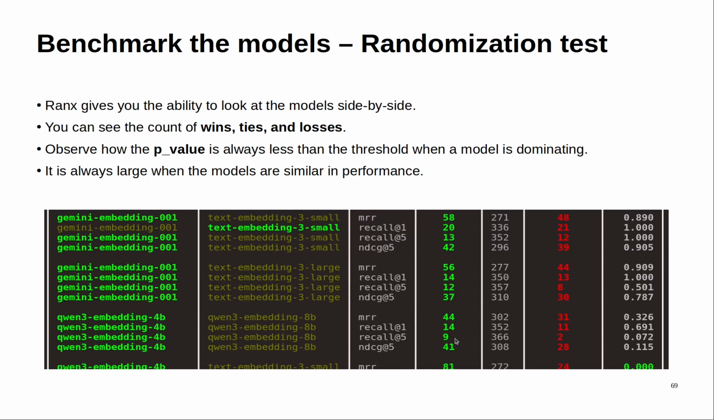But let's look at this one. Here you have 9 and here you have 2. In this case, recall at 5, the 4 billion model performed better, and the p-value is not lower than the threshold. But if you look at all of them, you see that both models are similar in performance.